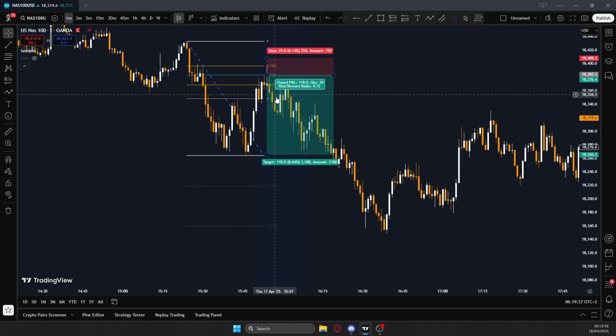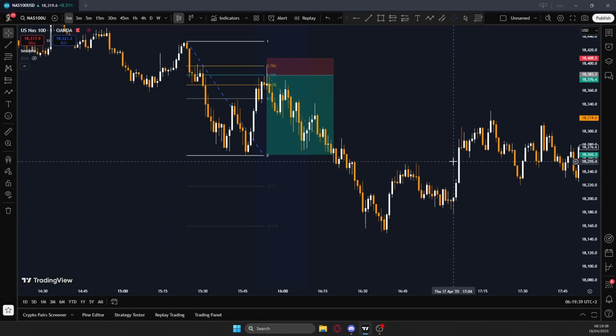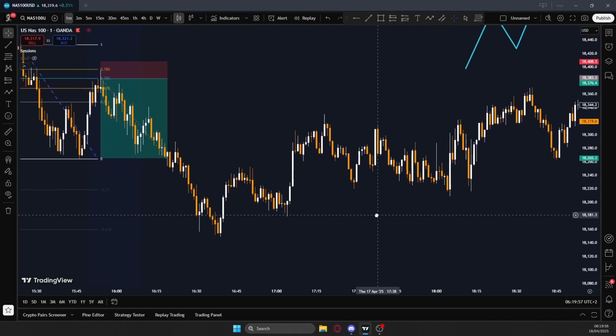Reason being that we have not really broken structure, which we do right here. Until here, we still have, this is a lower high compared to this previous one here. And here, now we have a higher low. We did not break this lower low here, which means we could now potentially see a reversal in the market. And we kind of do.